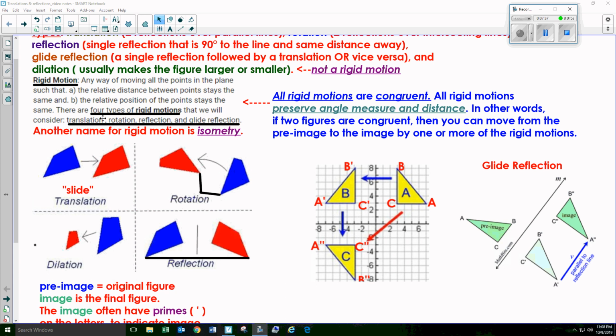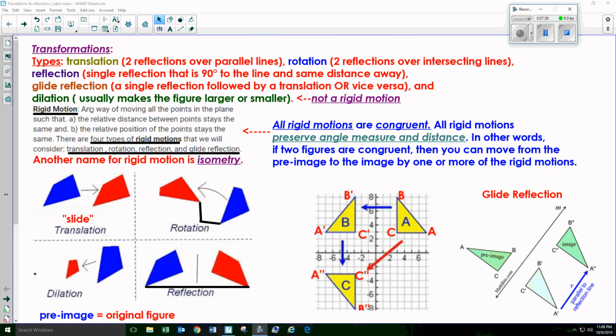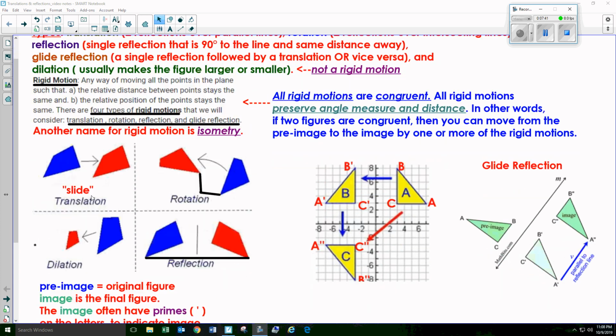The fifth transformation that we'll talk about, not today but the following class, is a dilation. A dilation almost all the time gets either bigger or smaller. And so they are not congruent unless it's a 1-to-1 ratio; then they would be congruent. It's the only time a dilation would be congruent, if it's a 1-to-1 ratio.